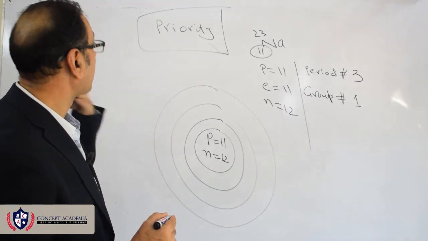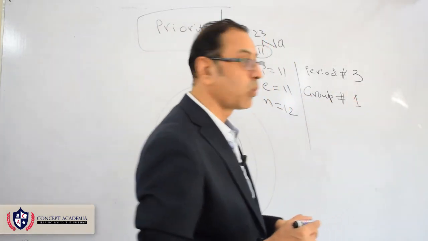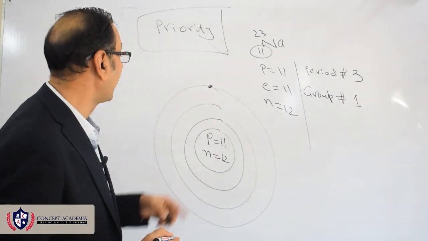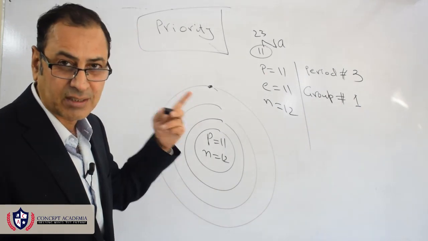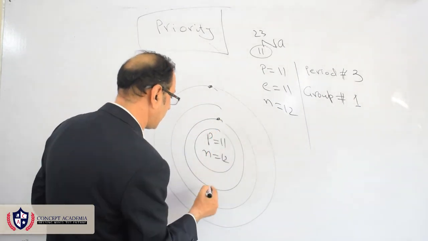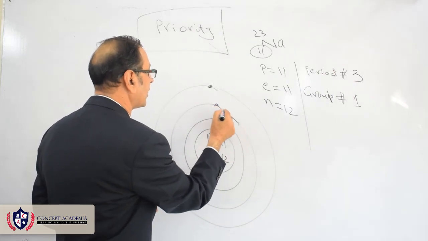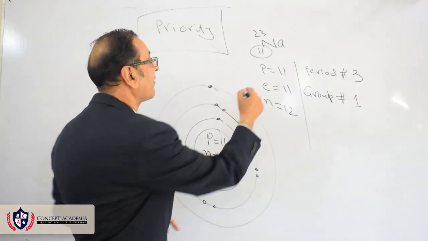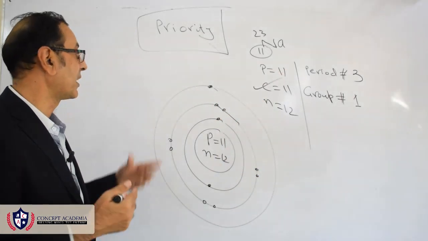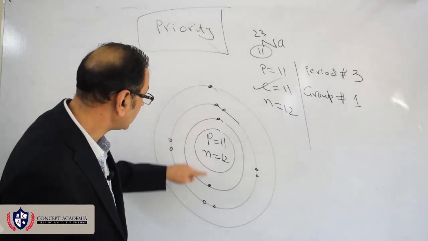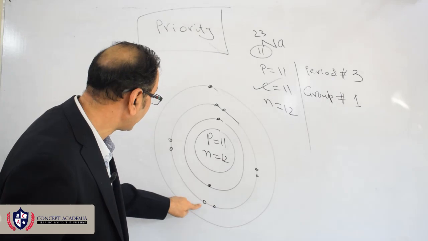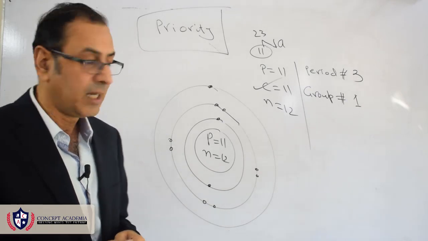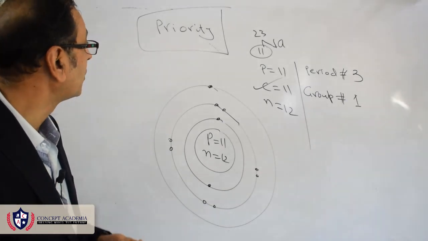The second priority will be given to the group number. Group number is 1, so it tells us there must be 1 electron in the last shell. So this is how I have made it, and then we should start from the first shell. The first shell can maximum have 2 electrons. The second shell can maximum have 8 electrons, and we have 11 electrons. We have to make 11 electrons in total. So count it: 1, 2, 3, 4, 5, 6, 7, 8, 9, 10, and 11. And this is how we have made the electronic configuration of sodium.